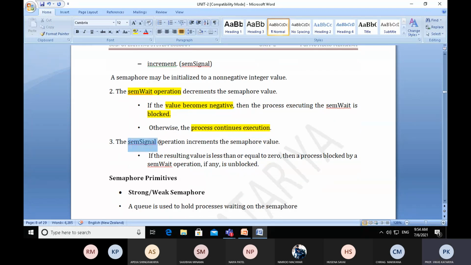Now the third procedure is the sem signal operation. The sem signal operation increments the semaphore value. First of all, you should remember, the sem signal operation always increments the semaphore value. If the resulting value is less than or equal to 0, that is the condition of sem signal, after incrementing the semaphore value, the value becomes less than or equal to 0, then a process blocked by the sem wait operation, if any, is unblocked.